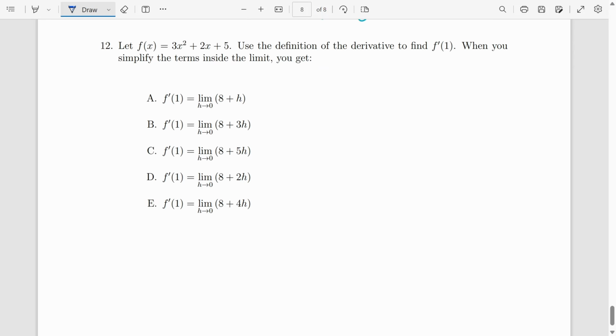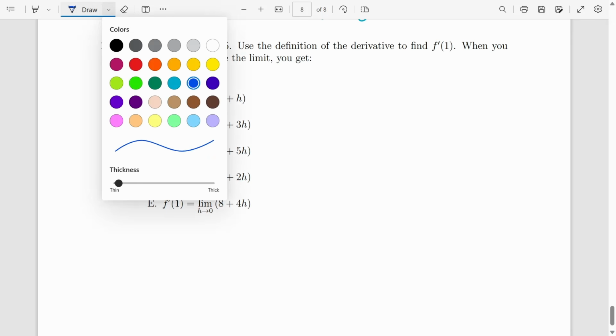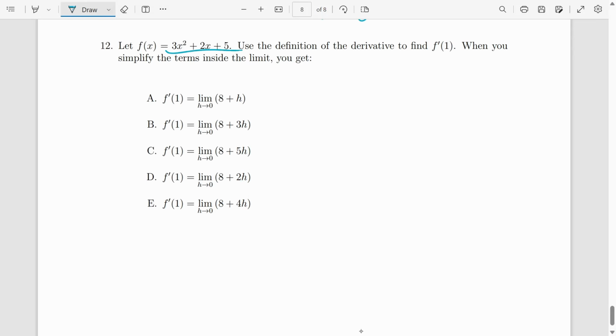Question 12. Woohoo, this is the last one. Let f of x equals, okay, we have a function that it gives us. Why am I not using my trademark cyan? There we go. Let f of x equals 3x squared plus 12 plus 2x plus 5. Use the definition of the derivative to find f prime of 1.